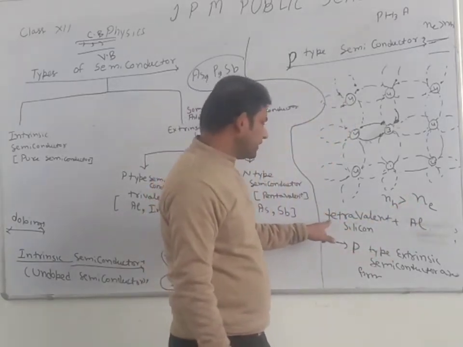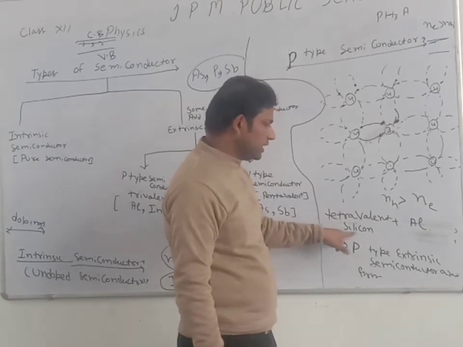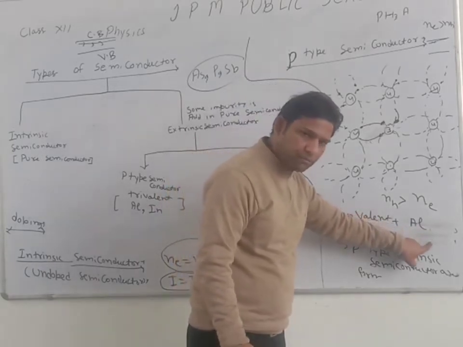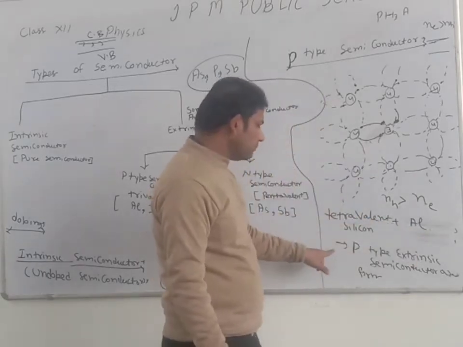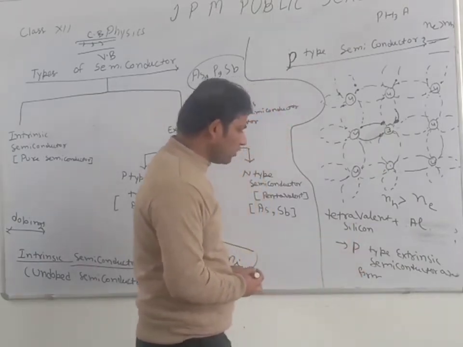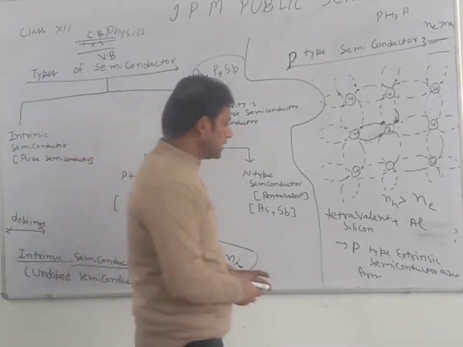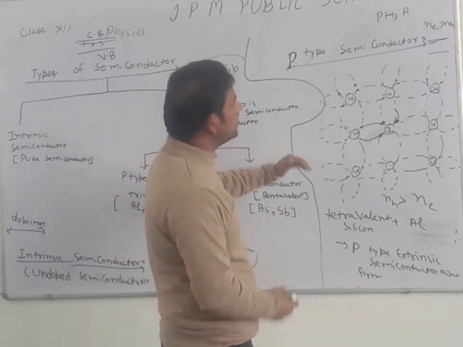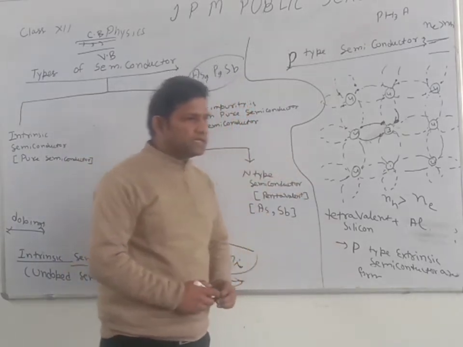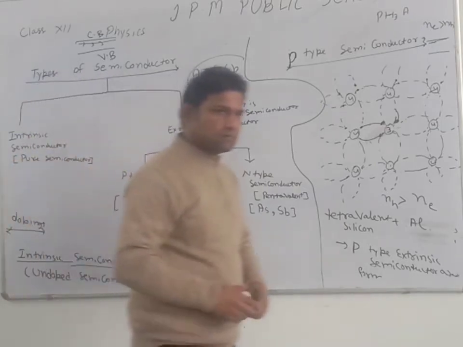When silicon or germanium is added with trivalent aluminium, then P-type semiconductor is formed. It is known as extrinsic semiconductor, its conductivity increases, and its energy level is the acceptor energy level.